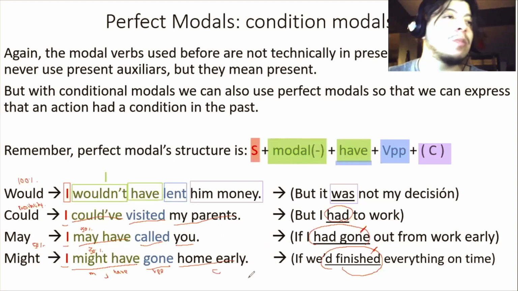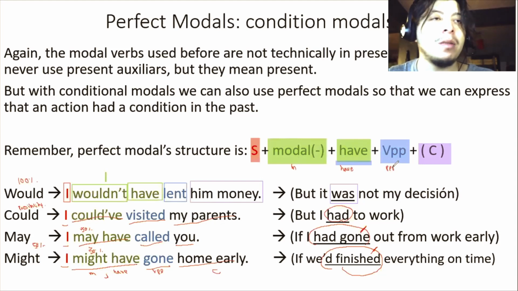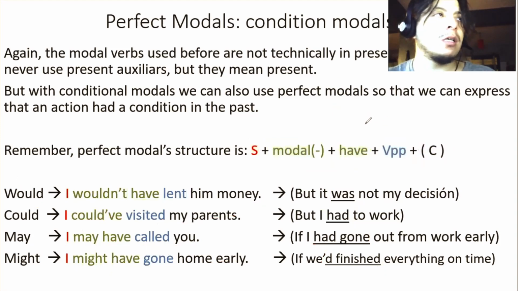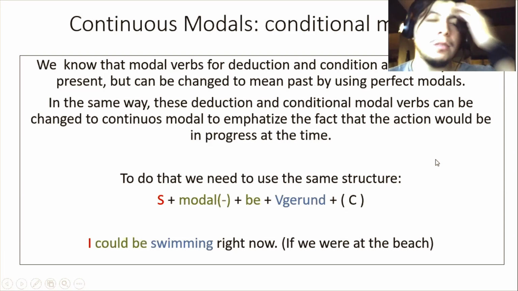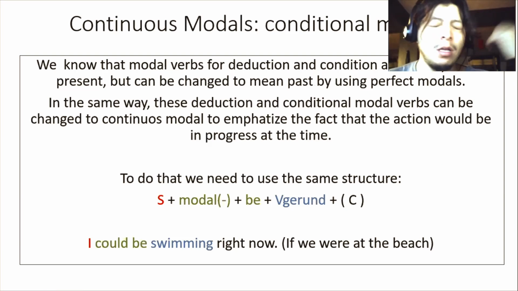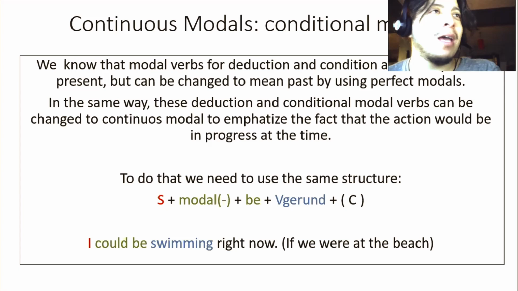Acuérdense que los modales perfectos son el modal más have, siempre es have, y el verbo va en pasado participio. El verbo va en pasado participio. Y acuérdense que estos solo sirven con los modales de deducción, los de condición y los de preferencia. Ya vimos los de deducción, ya vimos ahorita un poquito los de condición, y bueno, ya para terminar, tenemos también los continuous modals. ¿Se acuerdan que también con los modales de deducción we had continuous modals?